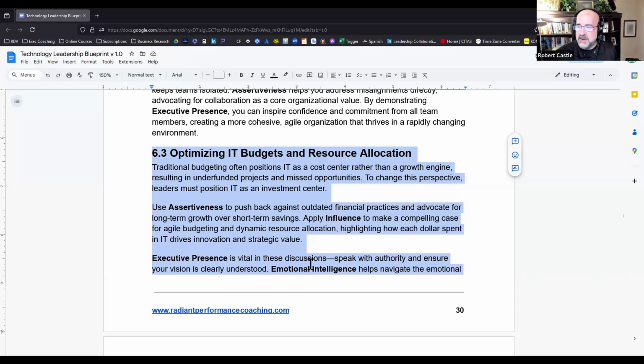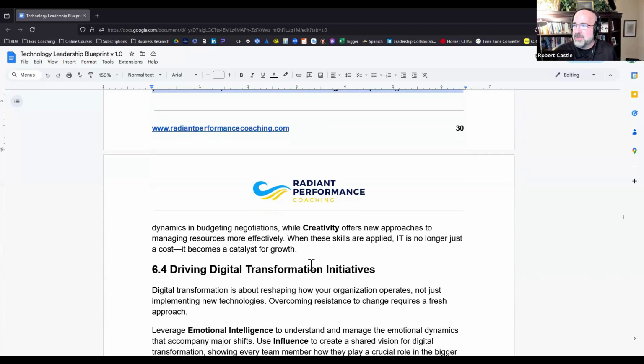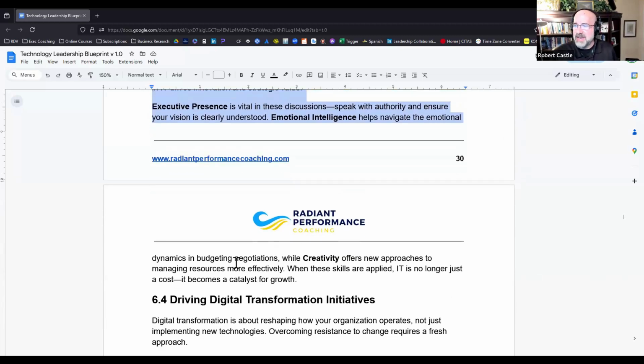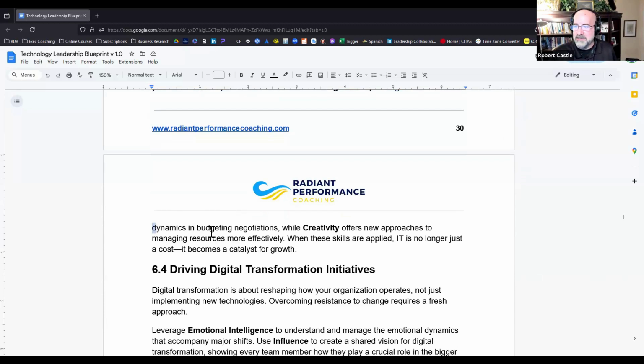Executive presence is vital in these discussions. Speak with authority and ensure your vision is clearly understood. And emotional intelligence helps navigate the emotional dynamics in budgeting negotiations, while creativity offers new approaches to managing resources more effectively. When these skills are applied, IT is no longer a cost, it becomes a catalyst for growth.